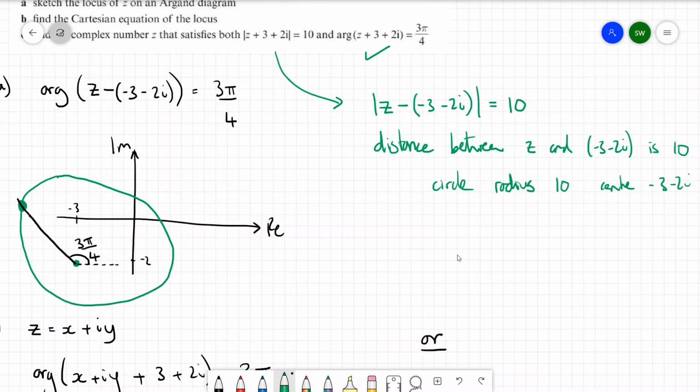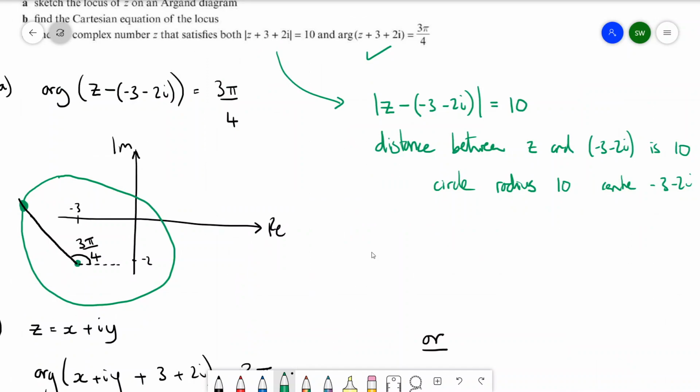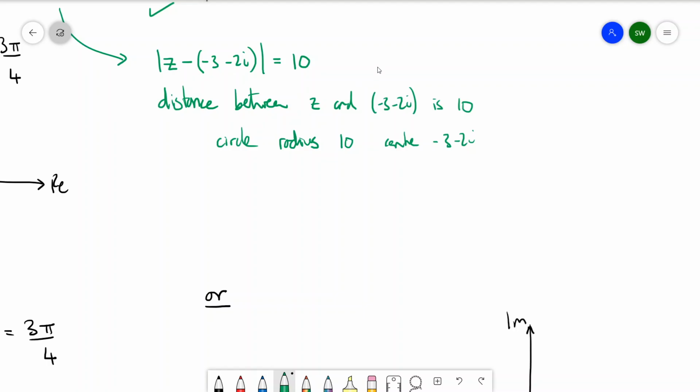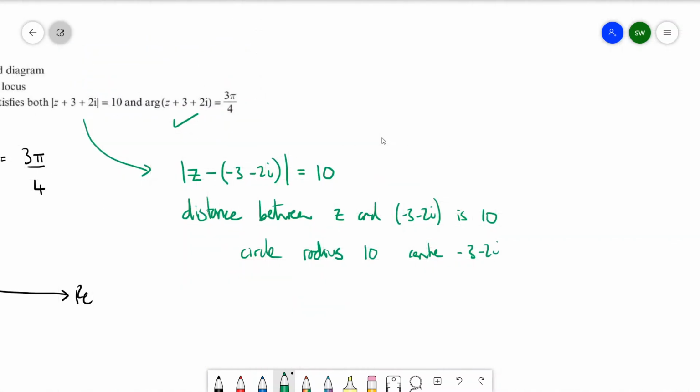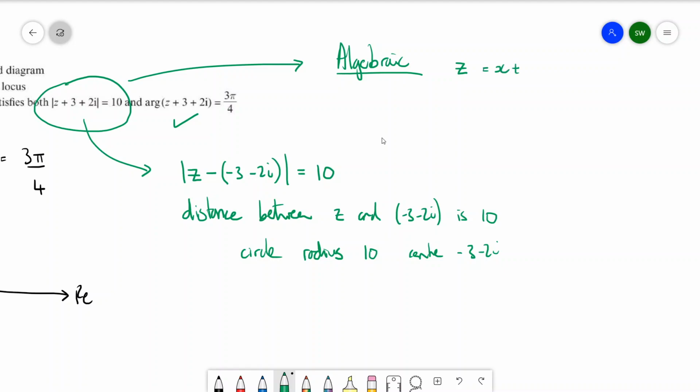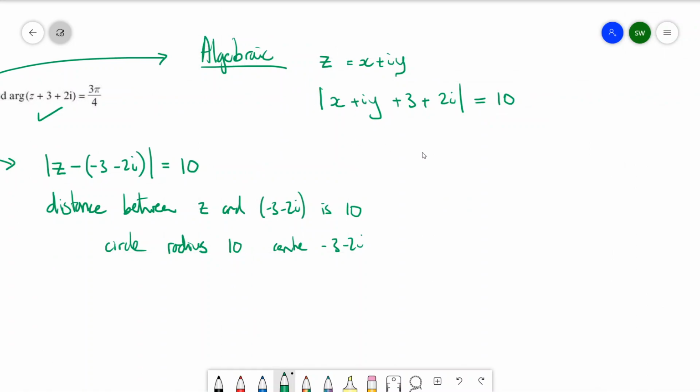Well, we can obviously just write down what the equation of this circle is because we know the centre and the radius. Let's practice finding the equation of the circle algebraically. So let's take this locus here and let's use an algebraic method to find the equation of the circle. So we're going to say z is equal to x plus iy, and we're going to replace z with x plus iy. So we're going to have x plus iy plus 3 plus 2i, and the modulus of that complex number is equal to 10. So remember to solve this, we're going to collect together the real part.